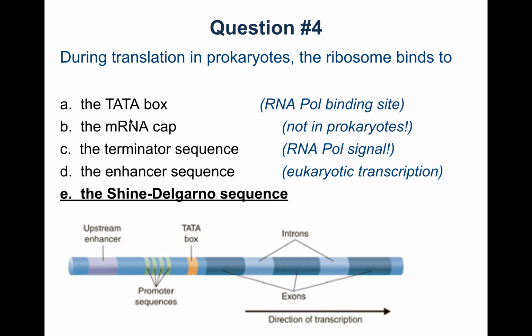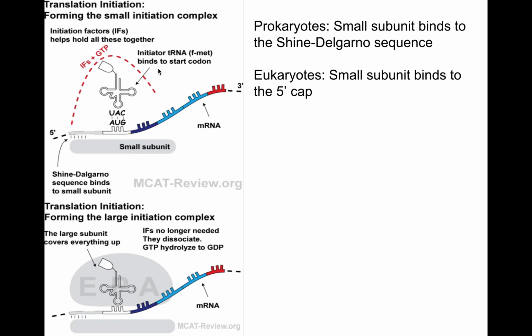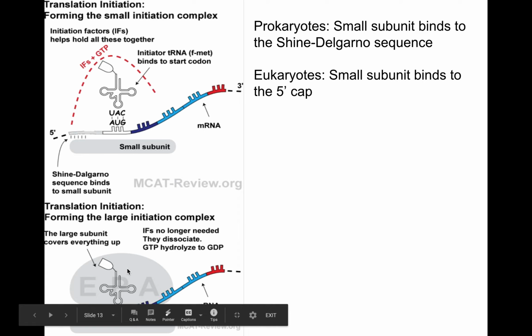The only things that are really involved in translation are the mRNA cap and the Shine-Dalgarno sequence, which is actually the answer. This is just a little image showing you. In prokaryotes, the small subunit of the ribosome will recognize the Shine-Dalgarno sequence and bind to it, and then it'll also associate with the initiator tRNA. In prokaryotes, that's F-methionine. It will then start scanning down the mRNA transcript until it hits the very first AUG, and then the tRNA will bind much better, and then the large subunit will come in, and you'll get the full formation of the ribosome, and then translation actually starts.